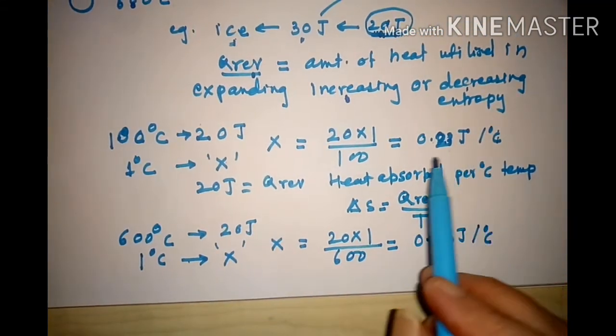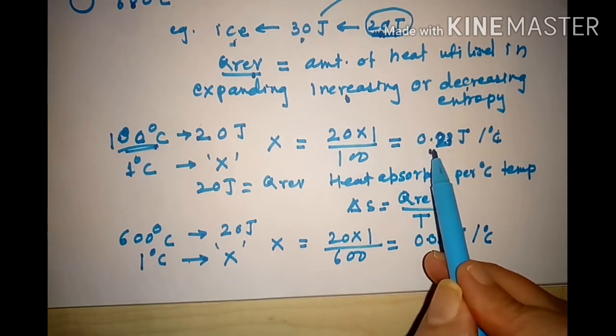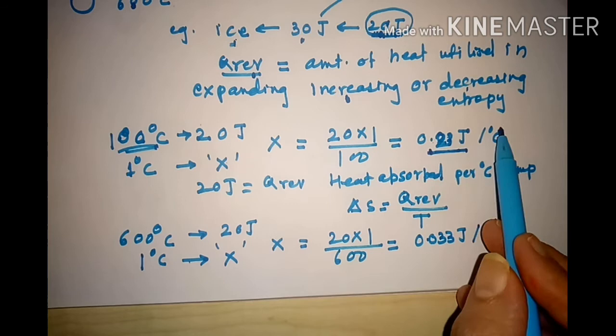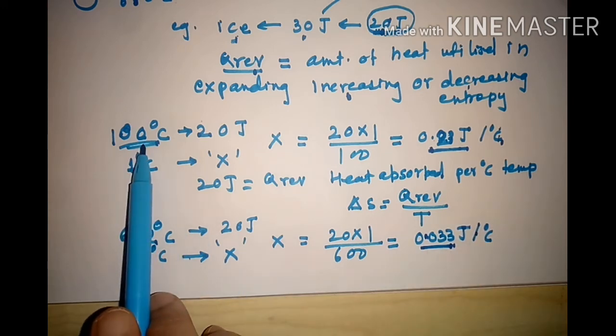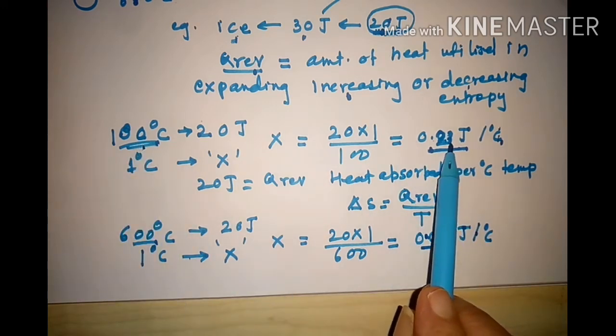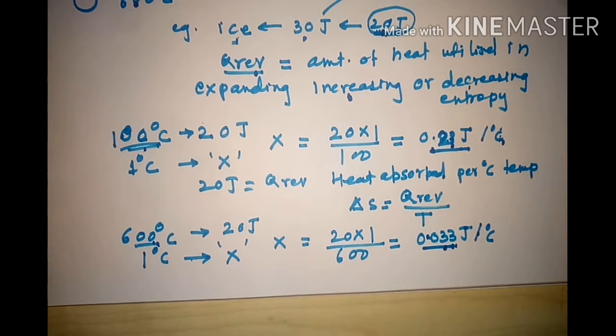At 100 degrees Celsius, this is the thermal energy, or the heat, absorbed per degree Celsius. At 600 degrees Celsius, this is 0.033 joules per degree Celsius. This is the amount of heat absorbed per degree Celsius. It means that at low temperature, more heat is absorbed, and at high temperature, less heat is absorbed. So at low temperature, randomness is more.